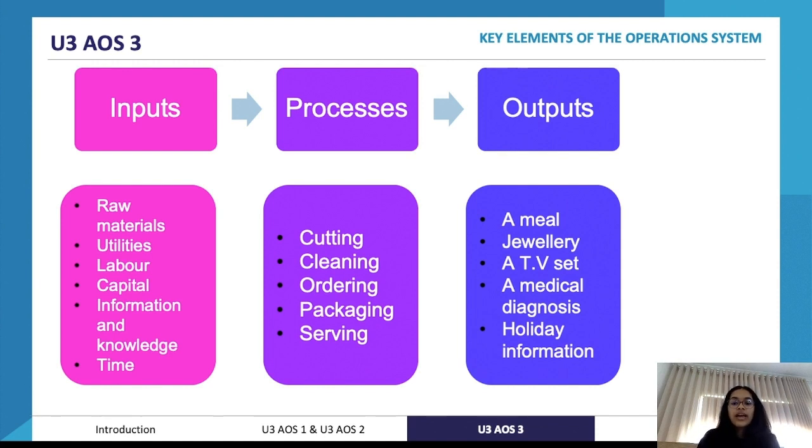So notice there that there isn't just physical and tangible outputs, there's also intangible outputs, such as holiday information or a medical diagnosis. So something also related to a service.